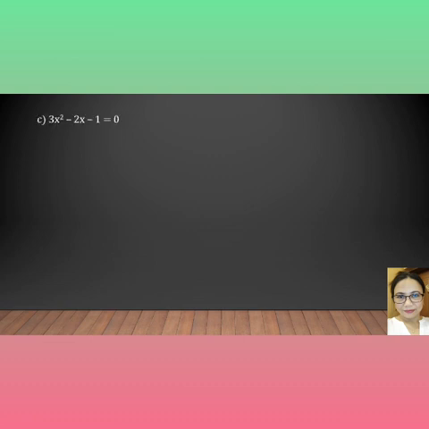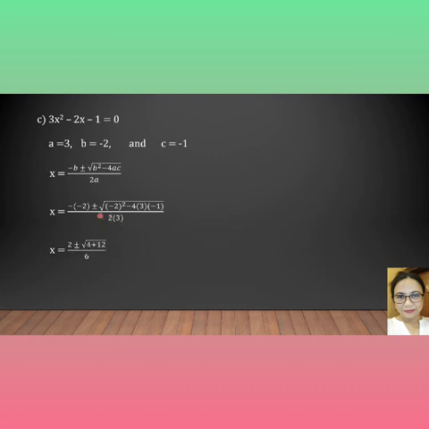Letter C, 3x squared minus 2x minus 1 equals 0. A equals 3, B equals negative 2, and C equals negative 1. Substituting this in the quadratic formula, we'll have x equals negative of negative 2 plus and minus square root of negative 2 quantity squared minus 4 times 3 times negative 1 all over 2 times 3. Negative of negative 2 equals positive 2. Negative 2 quantity squared is 4. And negative 4 times 3 times negative 1 equals positive 12. 2 times 3 equals 6.